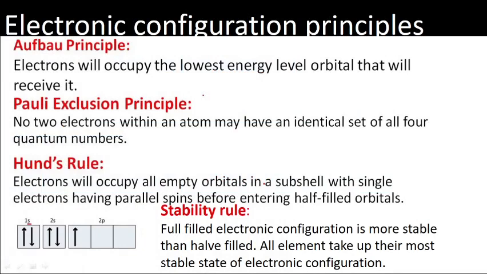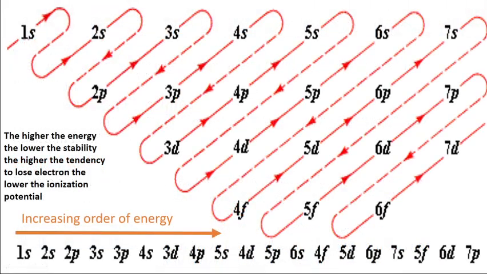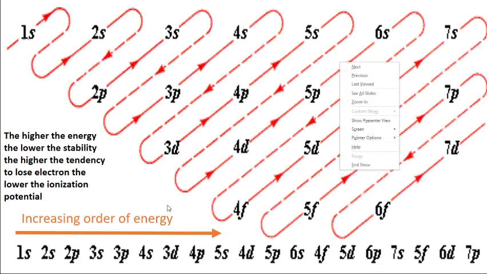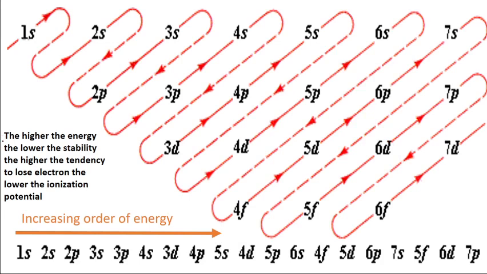So we talk about electronic configuration, which is followed by the Aufbau rule, Pauli exclusion principle, Hund's rule, and stability rule. If you look at them with respect to what we have done in the past lecture, there is another thing that we need to look at, because you need to know the energy order of the orbitals. That is to say, orbitals are arranged in order of the energy level that they have. What we are saying here is that the higher the energy, the lower the stability.